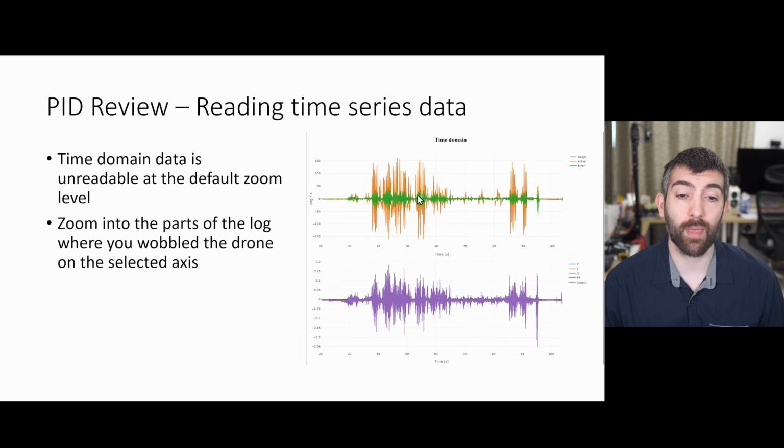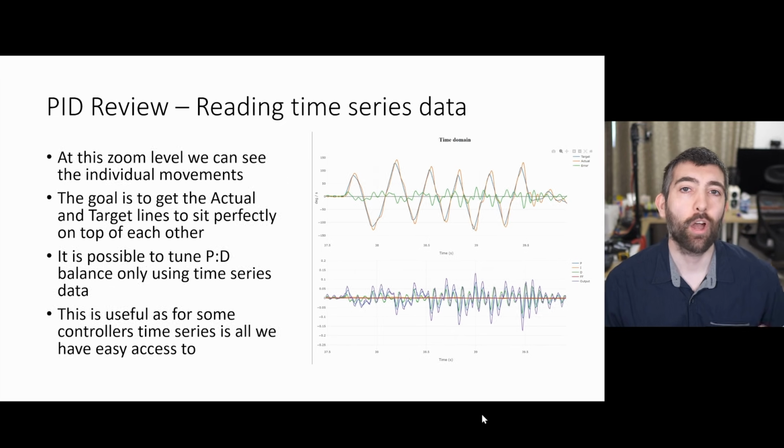You're going to want to zoom in on a part of the flight where you were wobbling the drone on the target axis, the axis that you're looking at right now. So let's say we're starting with the roll axis. You're going to zoom into a part of the flight where you were doing those sharp wobbles on the roll axis. Once you've zoomed in to the right amount, you should see a chart that looks something like this. You should be able to see the target in blue, the actual in orange, and the error in green.